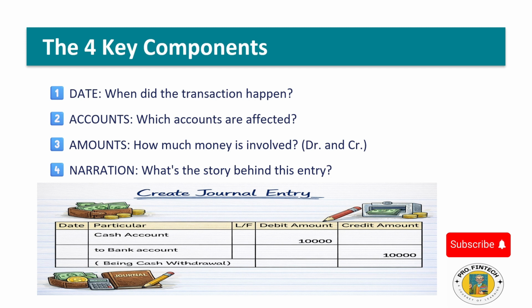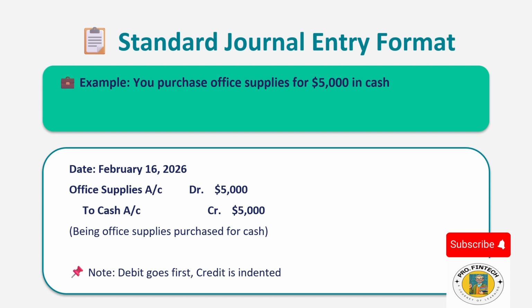Finally, narration. You write a brief narration or description. This is like adding a caption to a photo. It explains what the transaction was about, so anyone reading your books later can understand what happened. So to summarize: date, accounts, amounts, and narration. Got it? Let's see what this looks like in practice. Let me share.